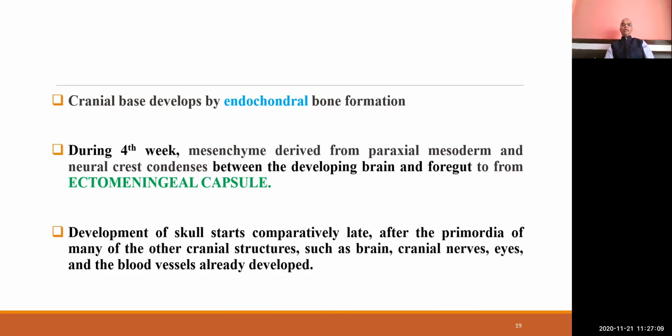So the cranial base develops by endochondral bone formation, whereas the cranial wall develops by intramembranous bone formation. So during the 4th week, the mesenchyma derived from the paraxial mesoderm and neural crest condenses between the developing brain and foregut to form the ectomeningeal capsule, which I have discussed previously. The development of the skull starts comparatively late, after the primordia of many other cranial structures such as the brain, cranial nerves, eyes, and blood vessels have already developed.